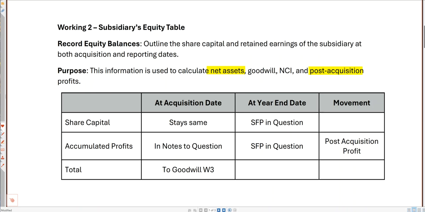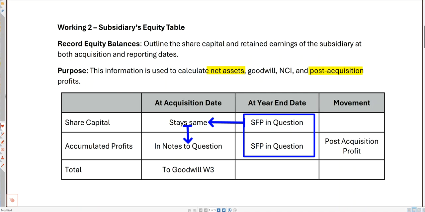So how do we start? Well, we go to the question and we see the statement of financial position for the subsidiary, and we pick up their share capital and accumulated profit or retained earnings at the year end. So start with that. Then we move to the acquisition date. Now the share capital will always stay the same. So that'll be the same figure. So that's easy. But if we acquired the subsidiary some time ago, they'll have to tell you what the retained earnings or accumulated profits were at that time. If we acquired them today, well then it will just be today's figure that we had at the year end. They will be the same.